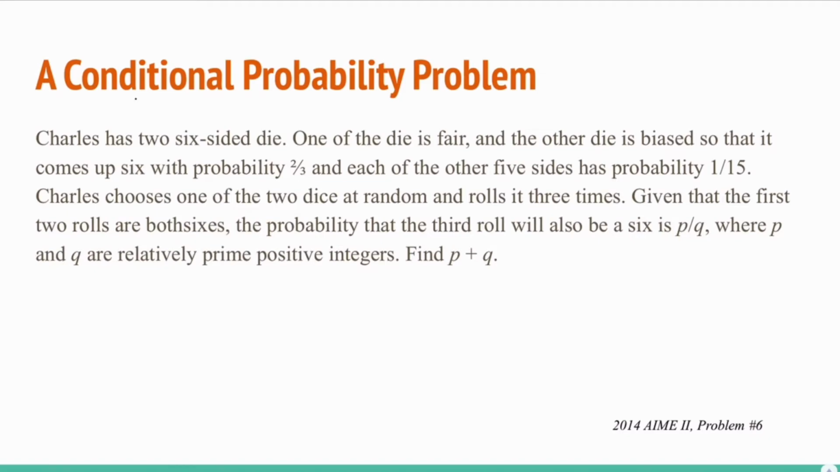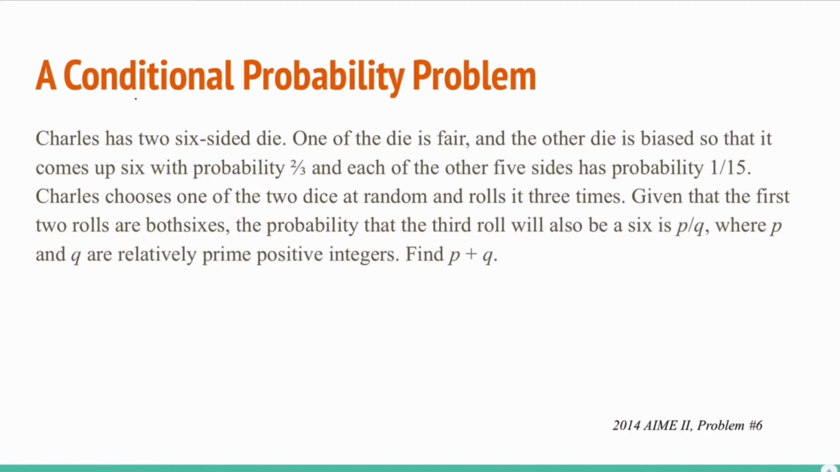Charles has two six-sided dice. One of the dice is fair and the other die is biased so that it comes up 6 with probability 2/3, and each of the other 5 sides has probability 1/15. Charles chooses one of the two dice at random and rolls it 3 times. Given that the first two rolls are both 6s, the probability that the third roll will also be a 6 is p over q, where p and q are relatively prime positive integers. Find p plus q.